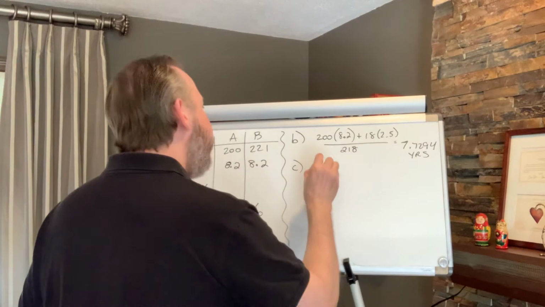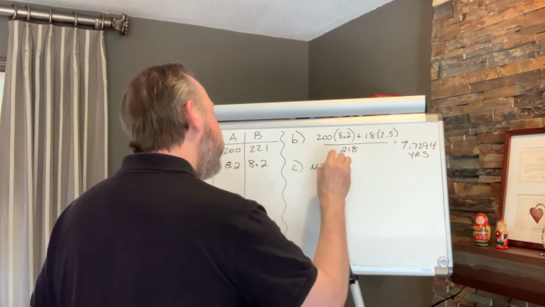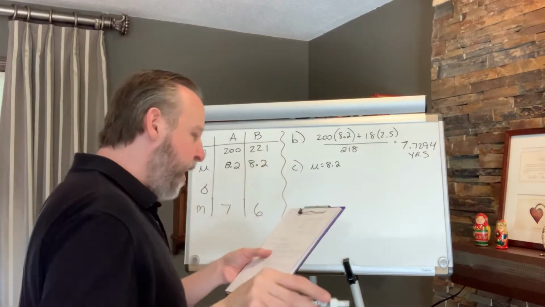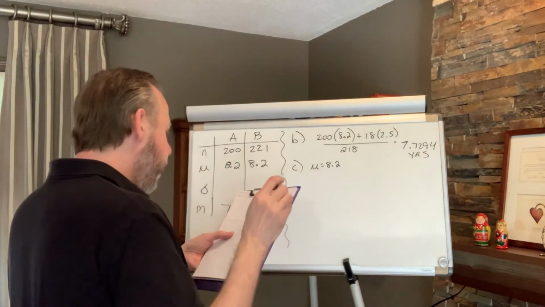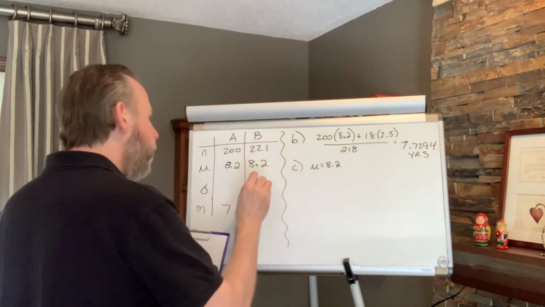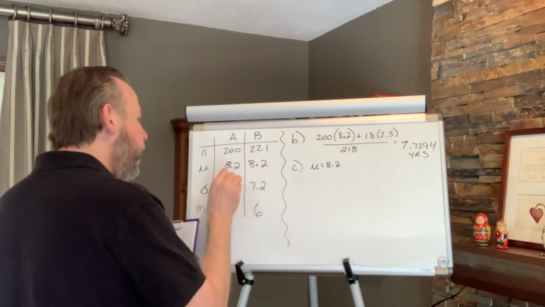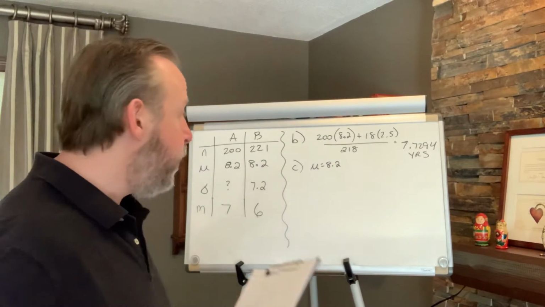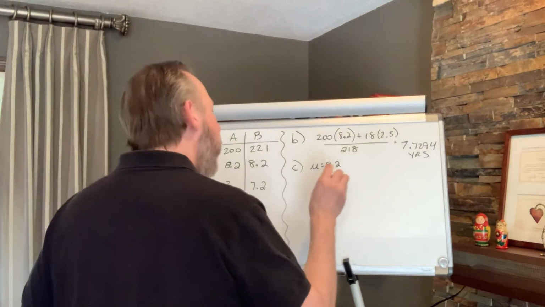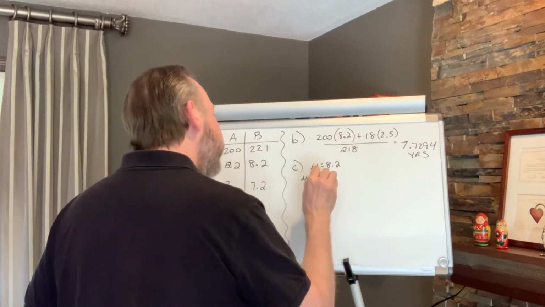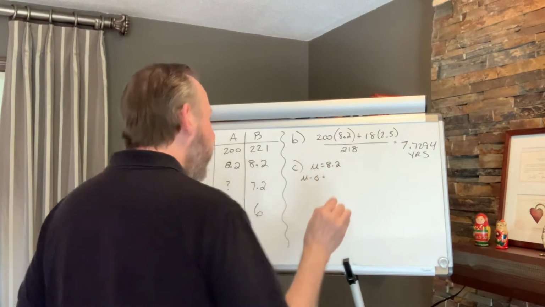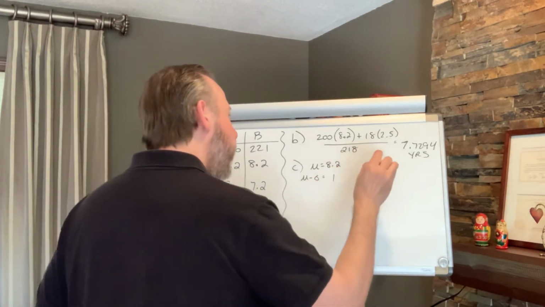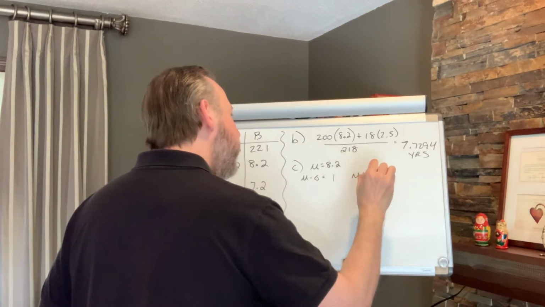Well, if 8.2 was the mean, and we're being given a deviation now for distribution B of 7.2. So we just never know or care about A, but 7.2 is the standard deviation of the curve here. So what would mu minus sigma be? 8.2 minus 7.2 is 1. What would mu plus sigma be?